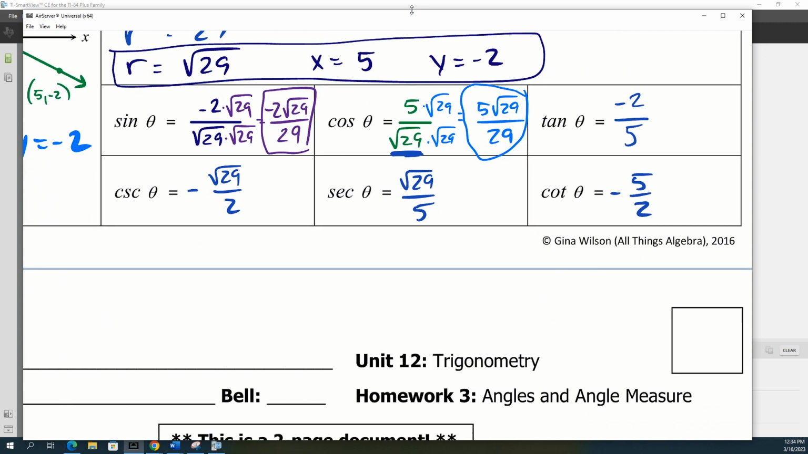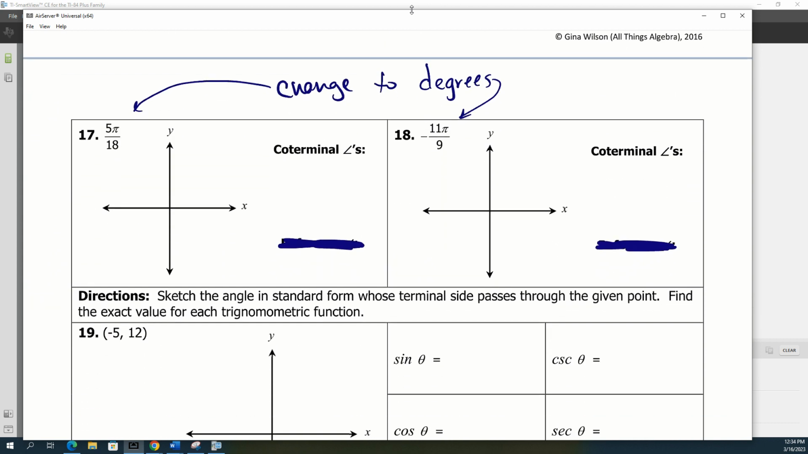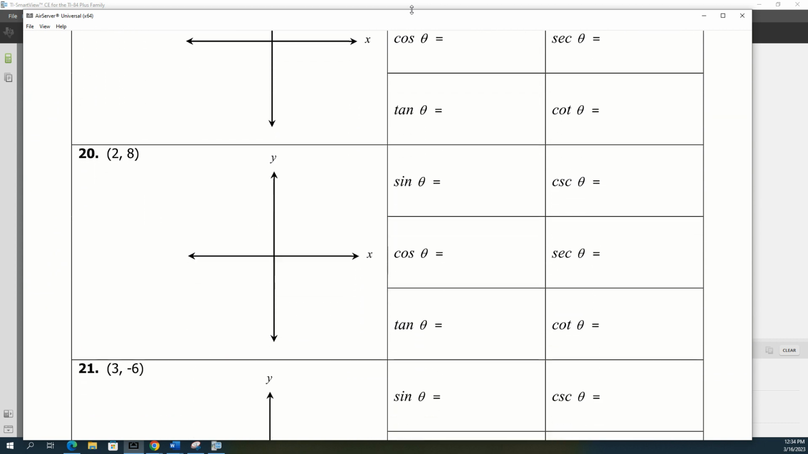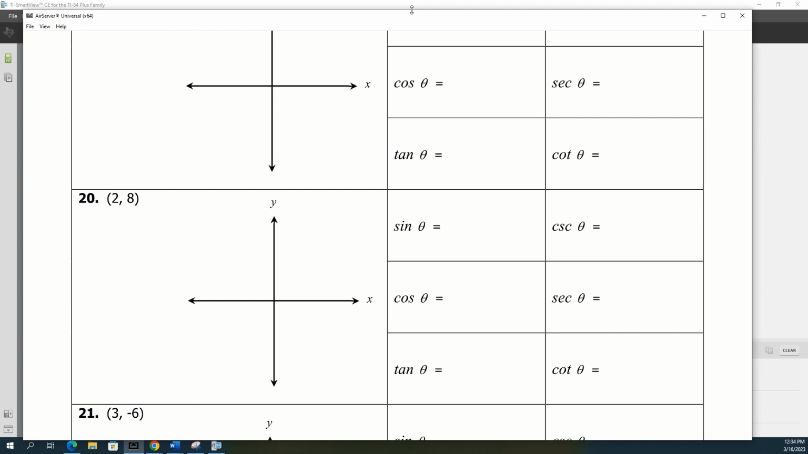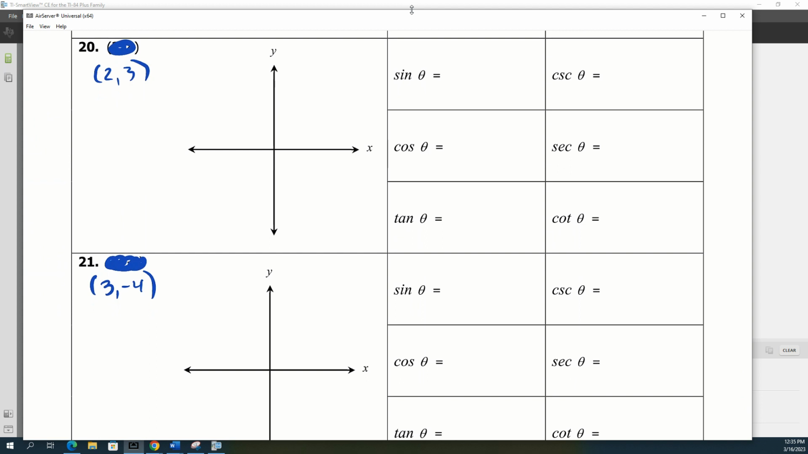All right, so yesterday on your homework page, I told you to mark out all those reference angles. We're still not doing that. And we are going to do 19 through 21, but we're going to change 19, 20, and 21 just so they work out a little cleaner. So 20, we're going to change to the point 2, 3. And 21, we're going to change to 3, negative 4. And then, like I said, I have some more examples to do. So let me give you the other sheet.